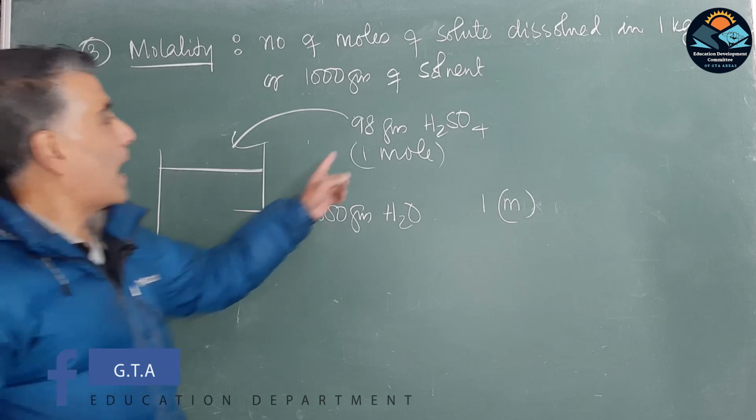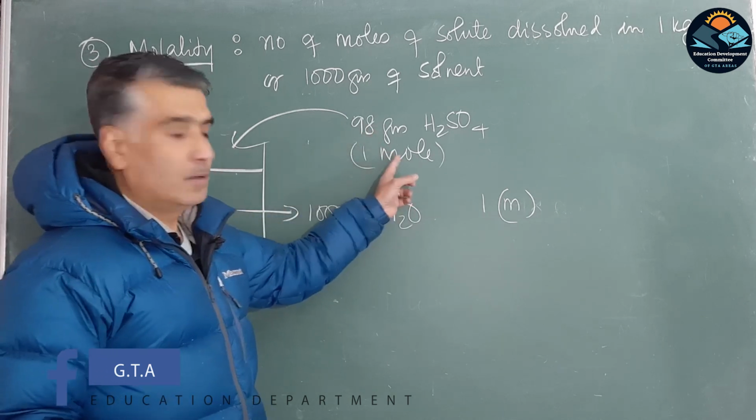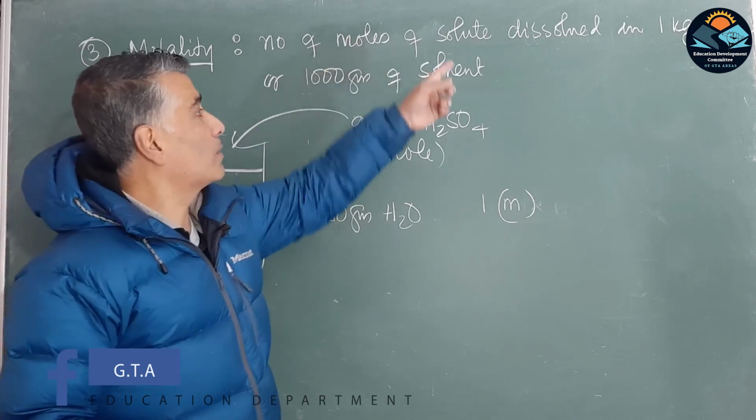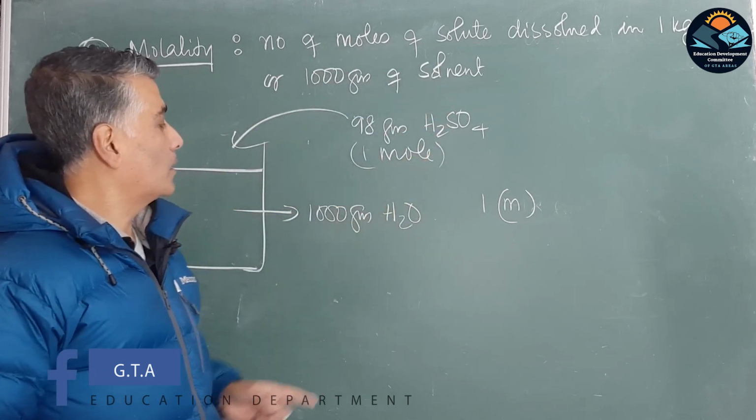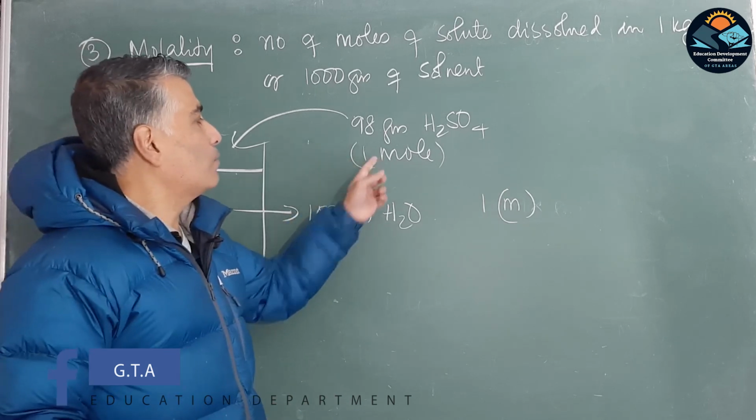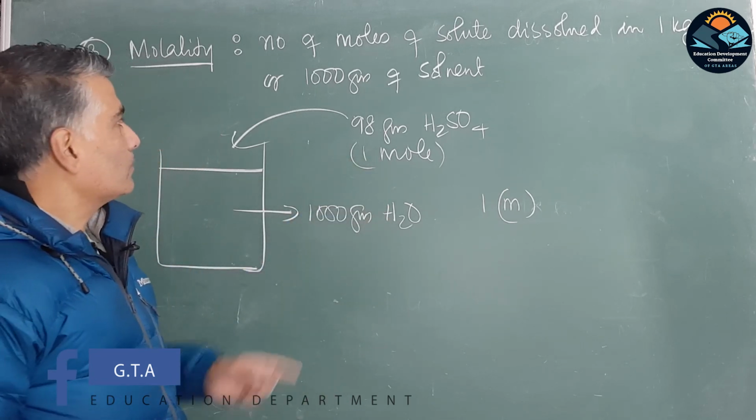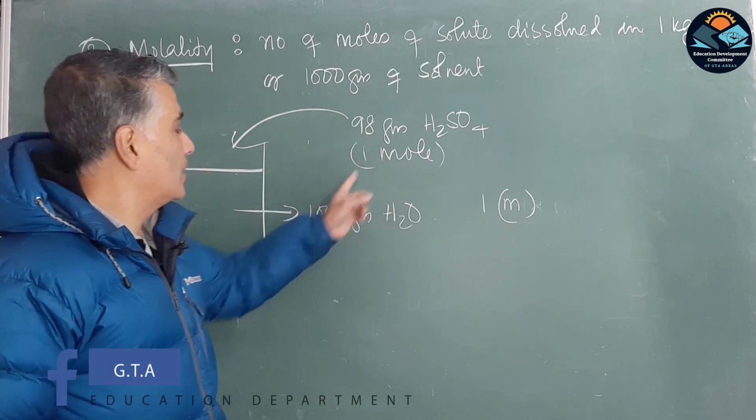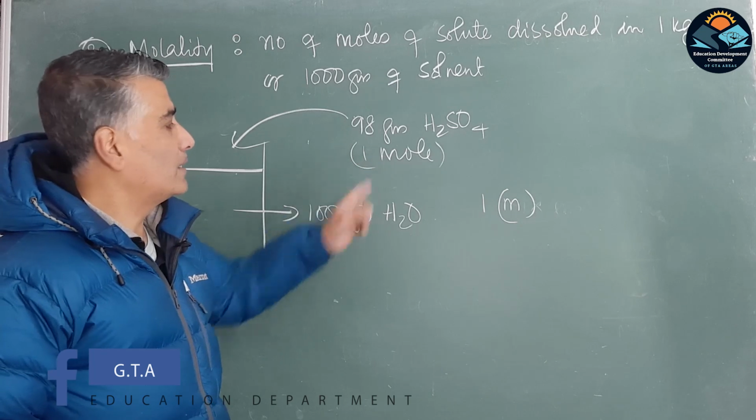If you add 2 moles of this in 1 kg, then the molality is going to be 2, because molality is the number of moles of solute in 1 kg of solvent. So if you add 1 mole of sulfuric acid, molality is going to be 1. If you add 10 moles of sulfuric acid in 1 kg of solvent, the molality is going to be 10.